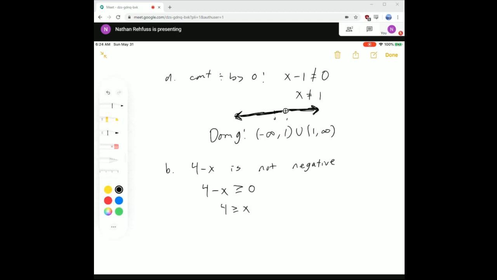So my solutions are x can be, here's 4. 4 works. Any number x that is less than or equal to 4 also works, because 4 is greater than or equal to x. So my solution set says the domain of H is any number bigger than negative infinity and no bigger than 4. So 4 gets a bracket.